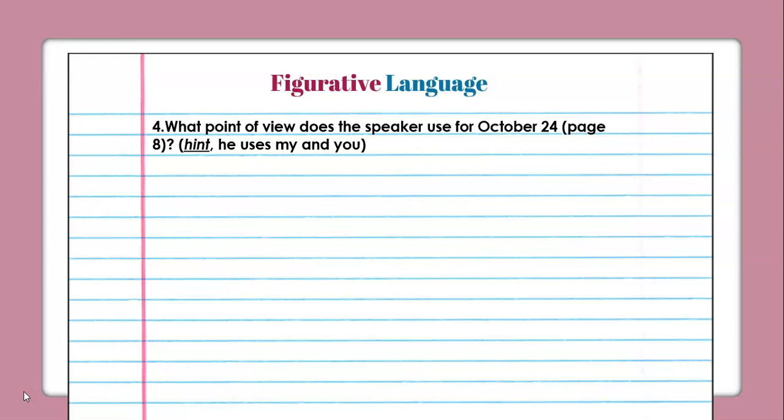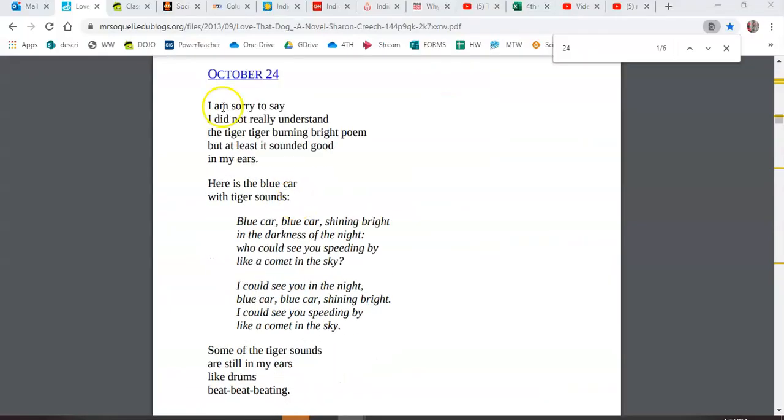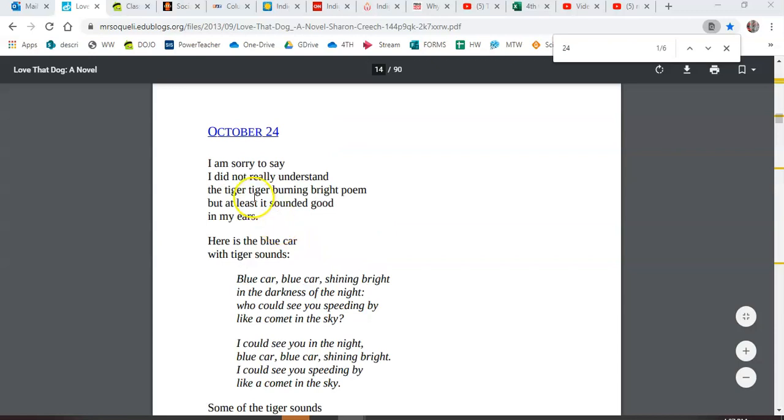And time. Let's go back to page 8. Remember, page 8, October 24. As good readers, we always go back and reread. So October 24 says, I am sorry to say I did not really understand the Tiger Tiger Burning Bright poem, but at least it sounded good in my ears. Boys and girls, look what it says. I, my. What point of view is that?